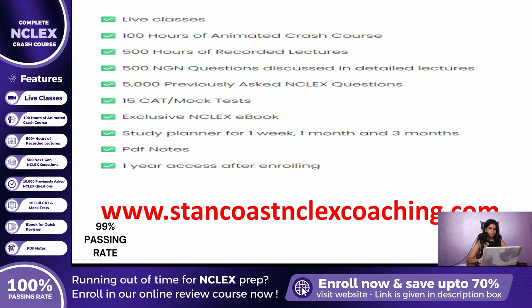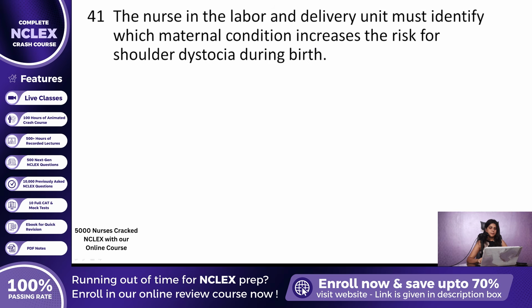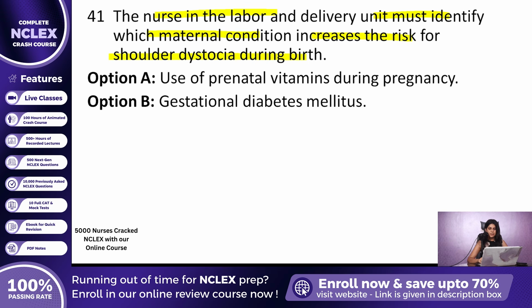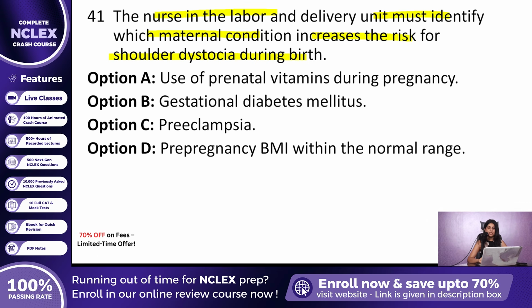Question 41. Finally, for this group, let us look at labor complications. The nurse in the labor and delivery unit must identify which maternal condition increases the risk for shoulder dystocia during birth. The options are option A, use of prenatal vitamins during pregnancy. Option B, gestational diabetes mellitus. Option C, preeclampsia. Option D, pre-pregnancy BMI within the normal range. The correct answer is option B, gestational diabetes mellitus.